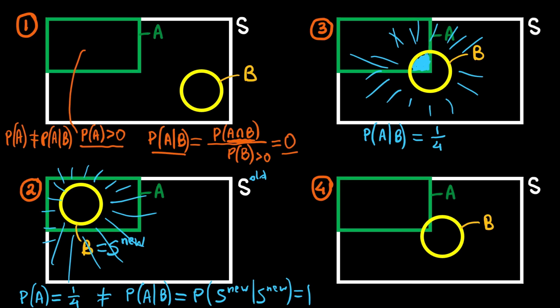Okay, and so you see now that we have found the scenario in which A and B are statistically independent, because probability of A is 1/4, right? The area of A is 1/4 of the sample space, and the probability of A given B is also 1/4. Okay, so we know that this is the correct answer.